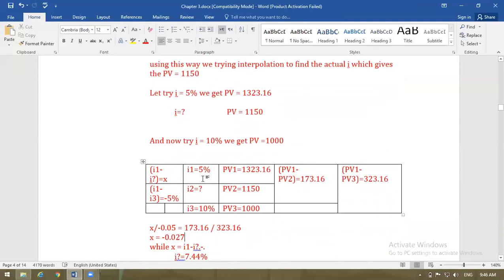What is interpolation? We are trying to find two interest rates. One giving the value of this bond greater than the current value given in the question, and the other interest rate giving a lesser value than given in the question. So between these two interest rates, we are trying to find the desired interest rate, and this method is called interpolation.